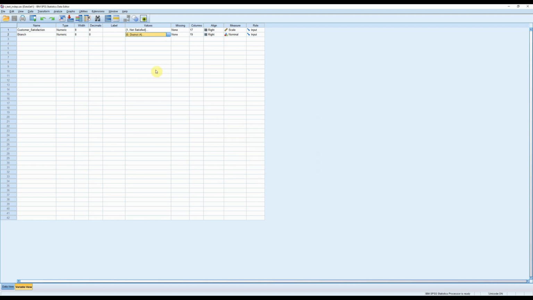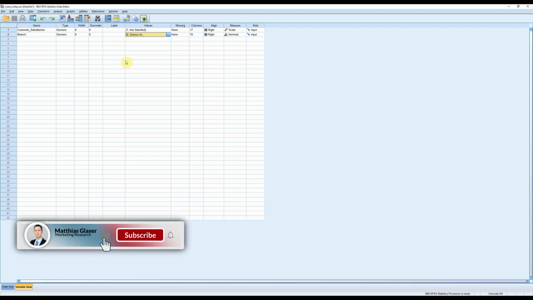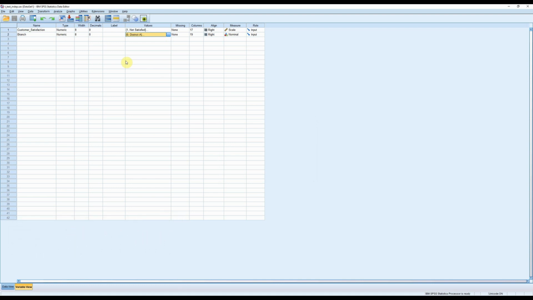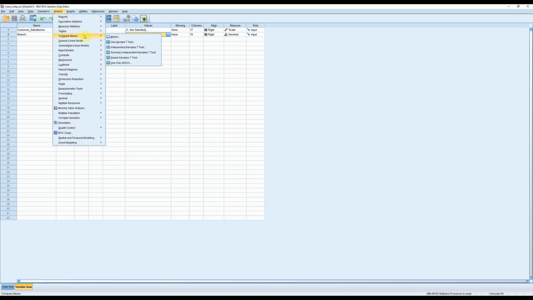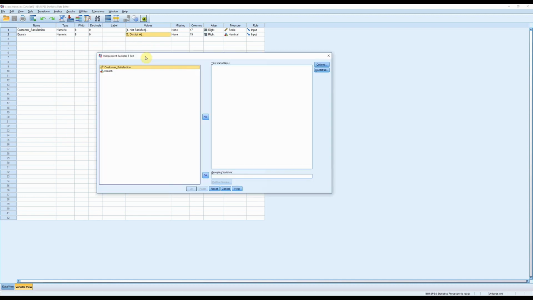Now we would like to know if there are any differences in the customer satisfaction levels between those two branches. Maybe if there are any differences, you might discover best practices and you want to implement those in the lower performing branch.